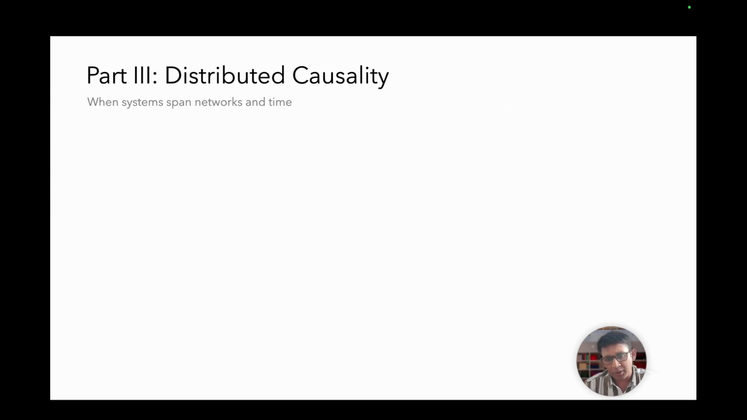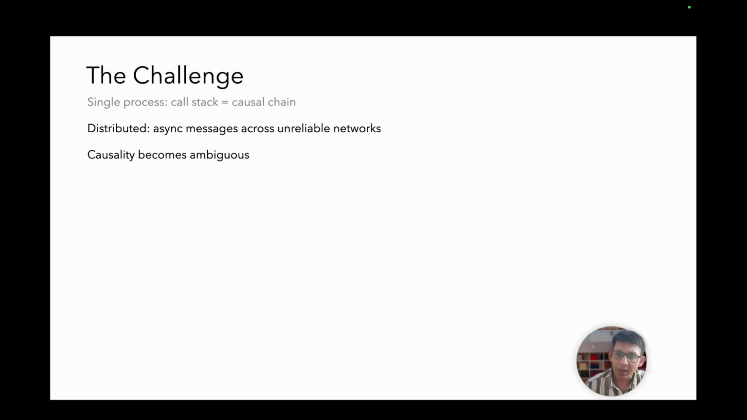Now, let's talk about the hard part. What happens when systems span networks and time? Now, distribution fundamentally complicates causality. In a single process, causality is clear. Function A calls function B, which calls function C. The call stack is the causal chain.